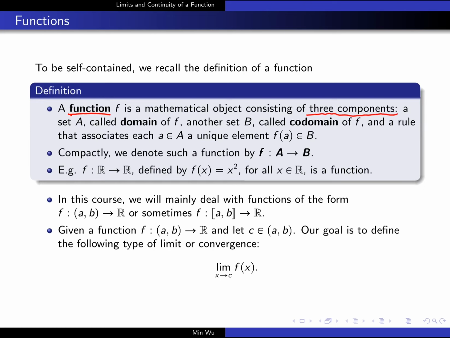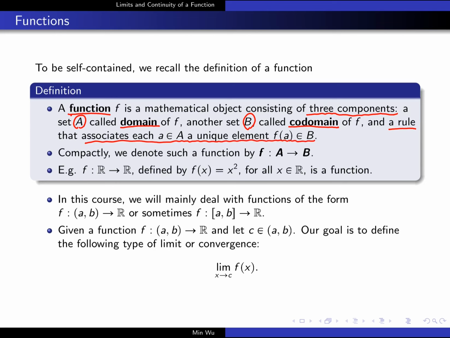This is important. The first component is called the domain, which is a set. And here we use a symbol capital A to denote the domain. Another component is the codomain, which we use capital B to denote the codomain of the function f. And this is also a set. The third component of the function is a rule that associates each small a in capital A a unique element f of a in capital B.